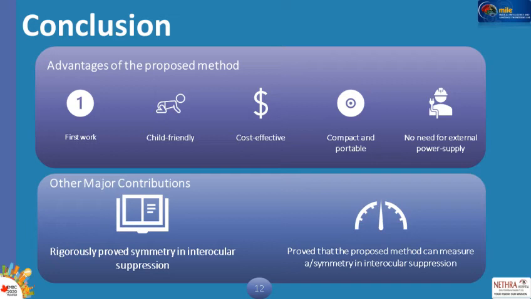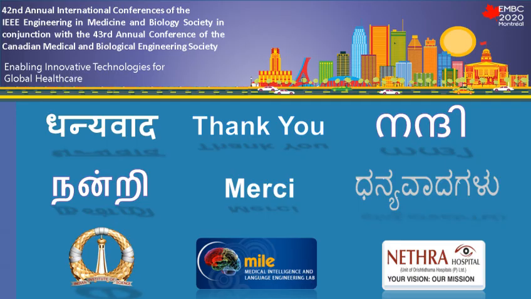In the paper, we have also shown, using statistical analysis on empirical data, that there is symmetry in interocular suppression in the case of normal subjects. We have also shown that the proposed method can measure symmetry or asymmetry in interocular suppression. We believe that the tool we developed can be used for cost-effective grading of amblyopia, which will, in turn, help in providing proper treatment for those suffering from amblyopia.